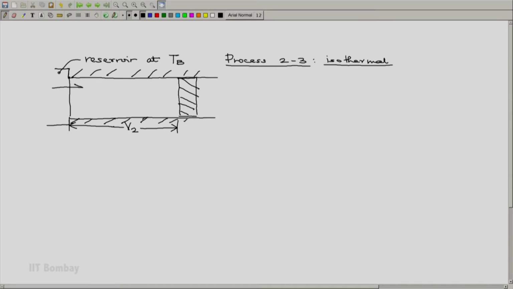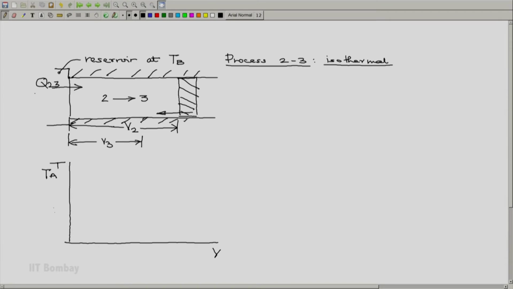Some heat will be rejected, the heat absorption will be a negative number, let us call it Q23, and although the reservoir is at TB, since the process is that of heat rejection and the state changes from 2 to 3 during an isothermal process, as the piston moves in, it is an isothermal compression with heat rejection, the final volume becomes say V3.